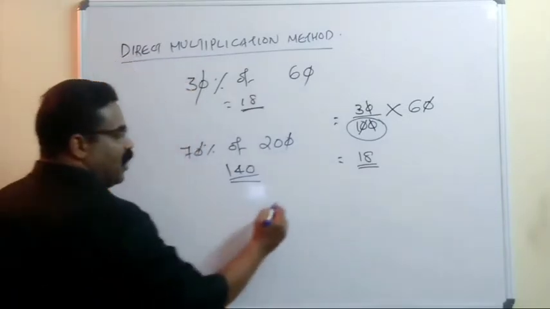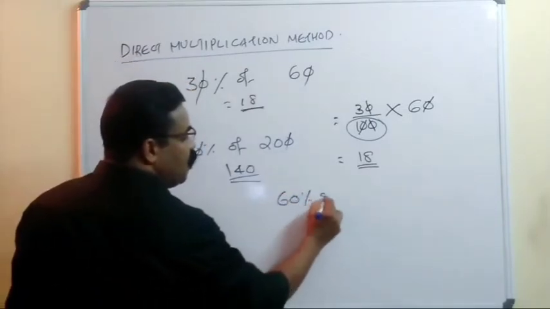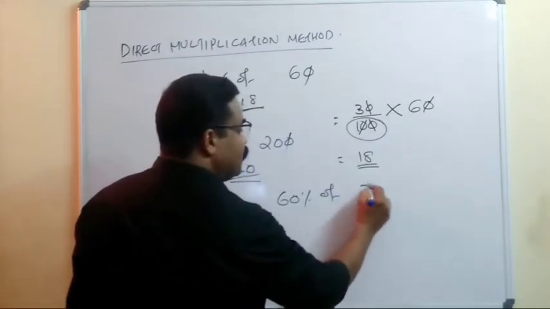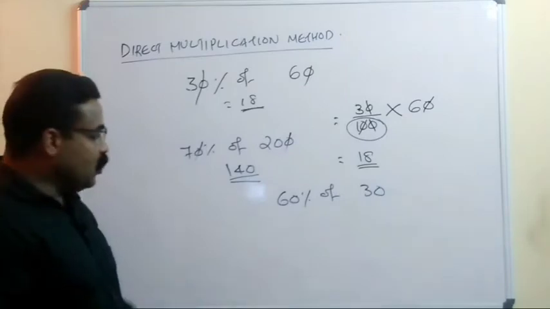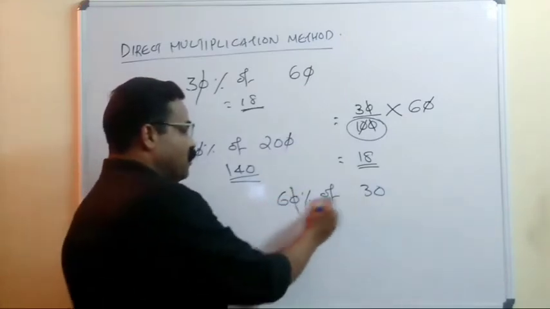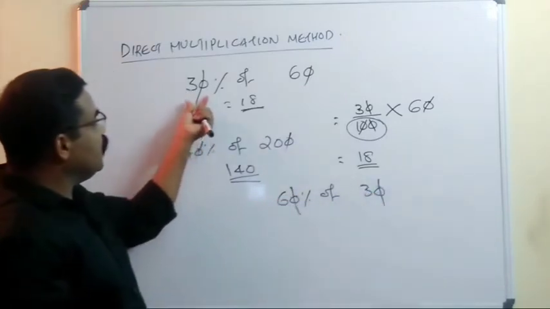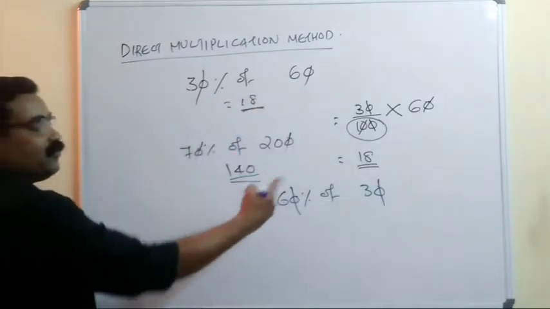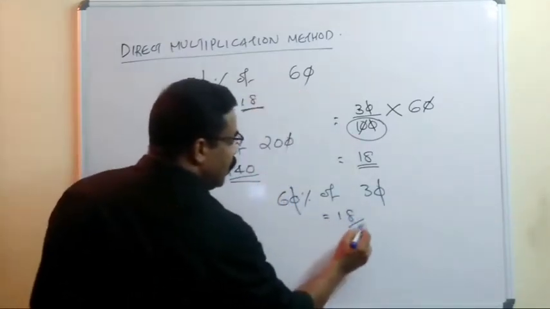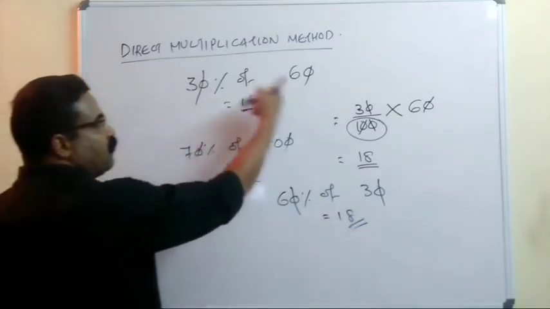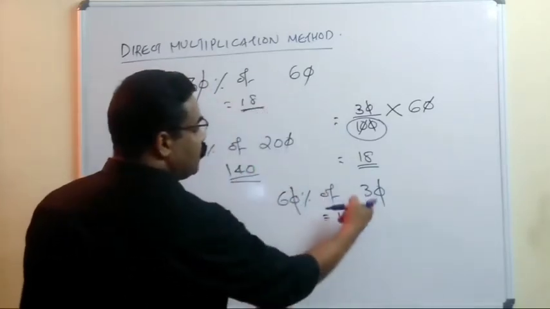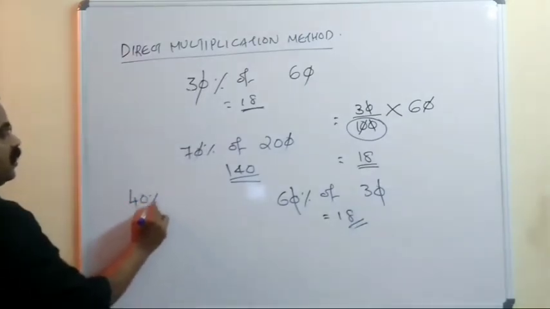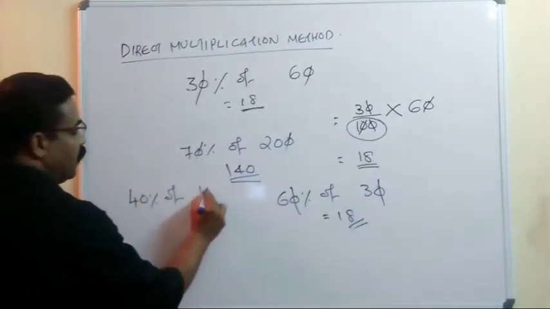One more example. I want 60% of 30. So now 60% of 30, easy. We have already seen 30% of 60 and 60% of 30, both are equal.